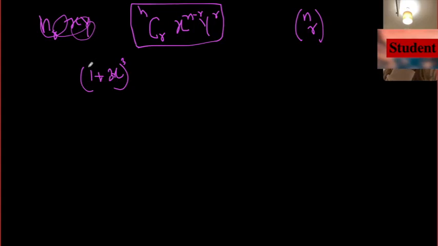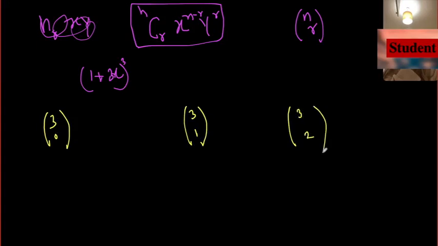So first, what is your n? 3. And what is your r? Your r will be 0, 1, 2, 3. Okay, so let me write first. How to write in an easy way? You can write like this: 3, 0. Right here 3, 1. We'll fill it, don't worry about that. 3, 2. I don't have any space, so I'm writing here 3 and 3. Finish.